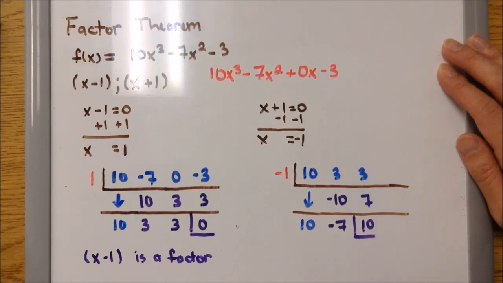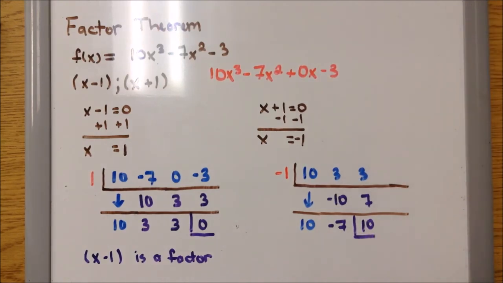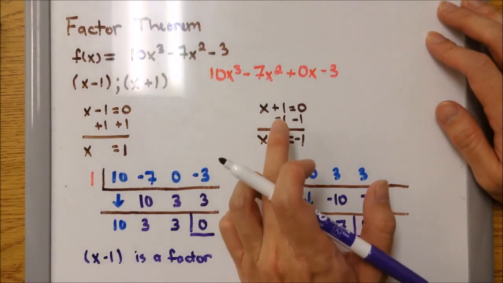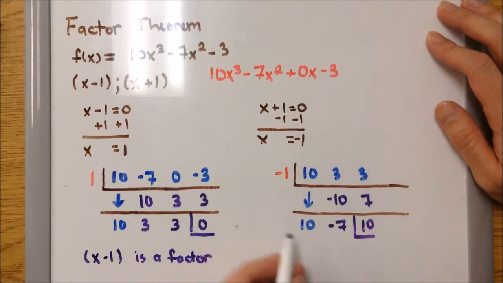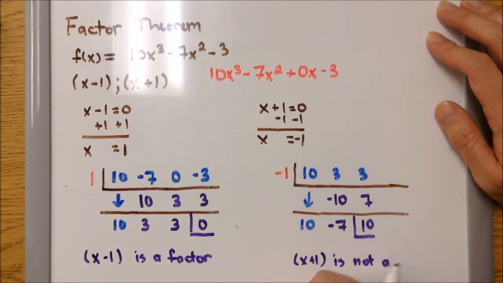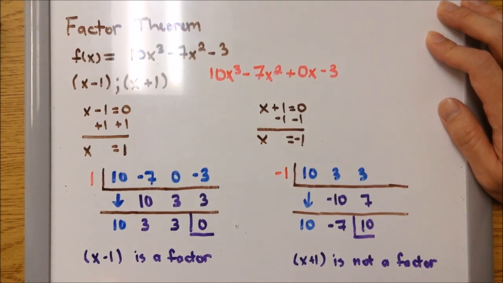So our remainder equals 10. Since our remainder did not equal 0, therefore x plus 1 is not a factor. So I'm going to write x plus 1 is not a factor. So x plus 1 is not a factor, but x minus 1 is a factor.